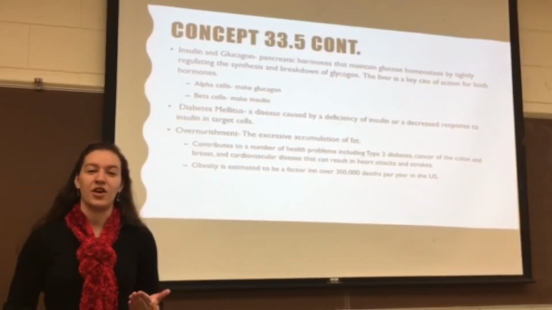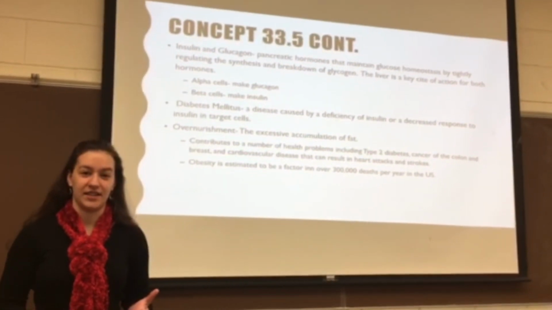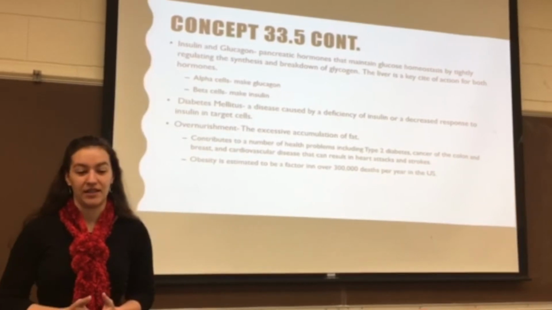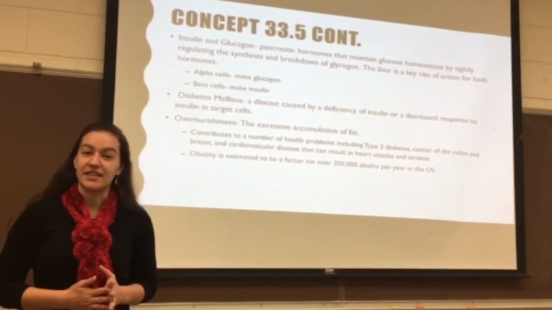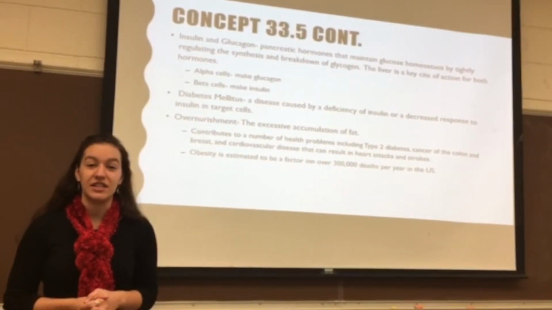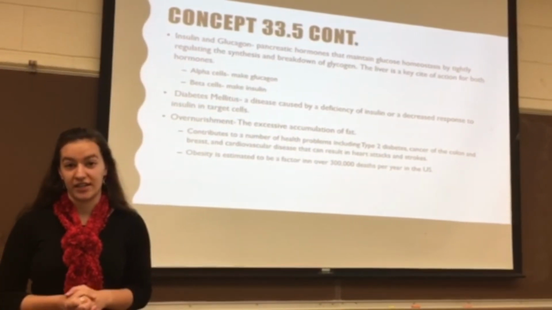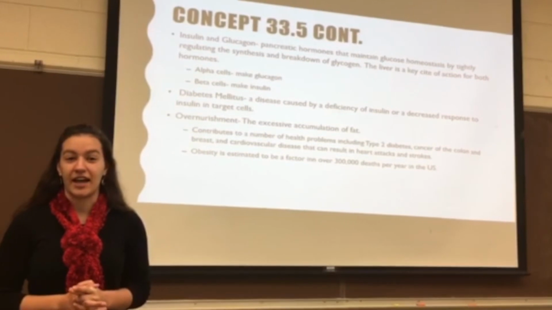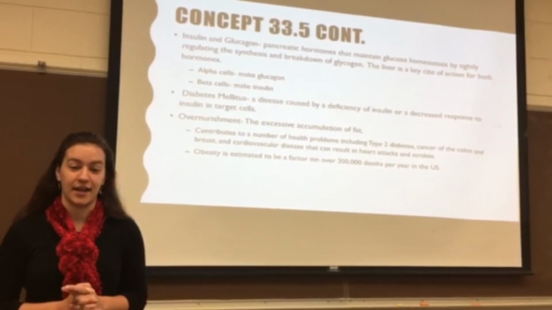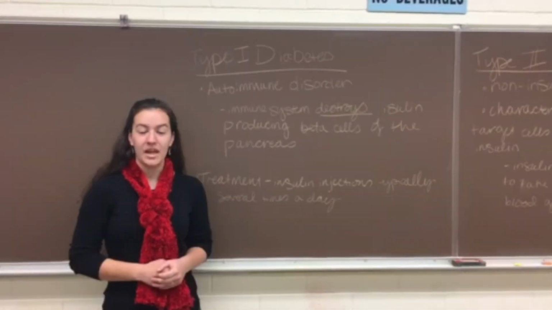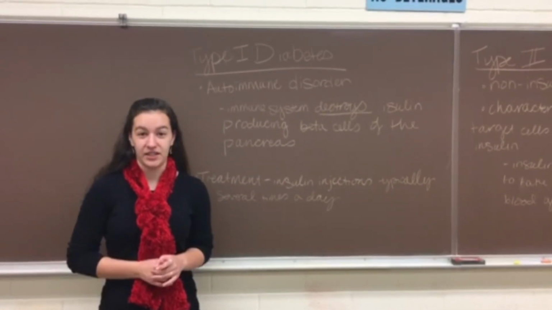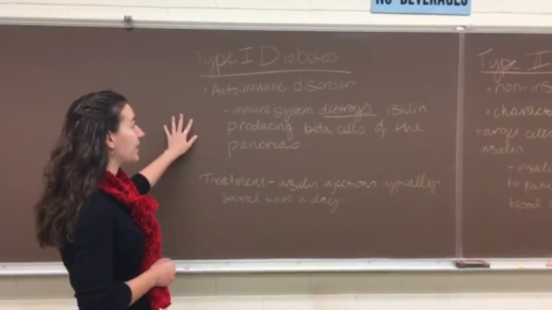So now that we've watched an overview video on what diabetes is, let's talk about diabetes mellitus. Diabetes mellitus is a disease caused by a deficiency of insulin or a decreased response of insulin in target cells. Now let's look at differences between type 1 and type 2 diabetes. So there are two types of diabetes. The first type is type 1 diabetes.